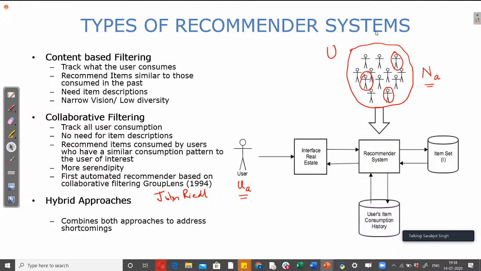Now, while it solved the problem of low diversity that content-based filtering had, it also created new issues, right? So one of the big problems with collaborative filtering is that, like I said, the movies that are recommended to UA are only movies that have been consumed by his neighborhood, so when a new movie comes along, which is called the new item problem, what happens here is that nobody has actually rated it or consumed it, right?